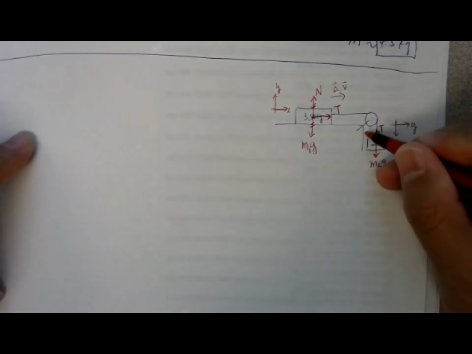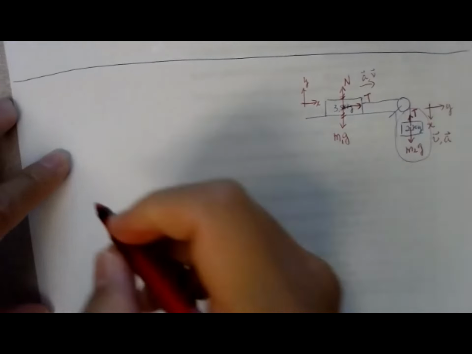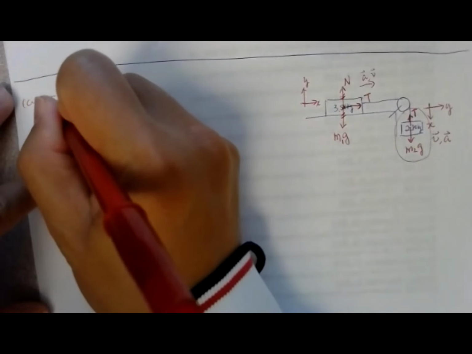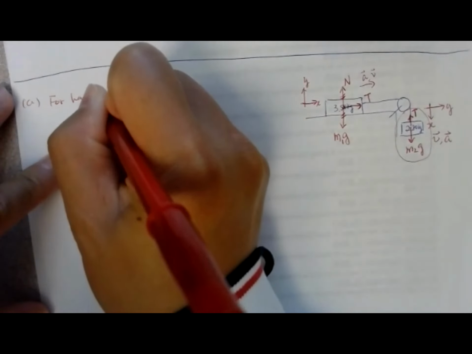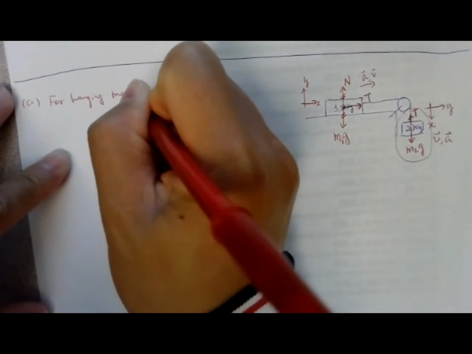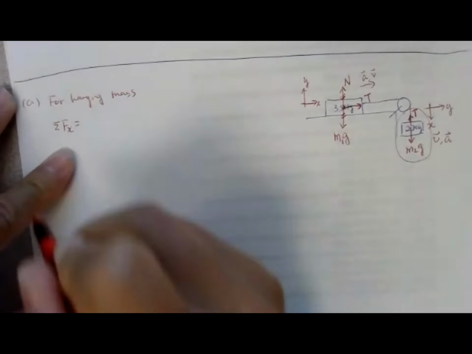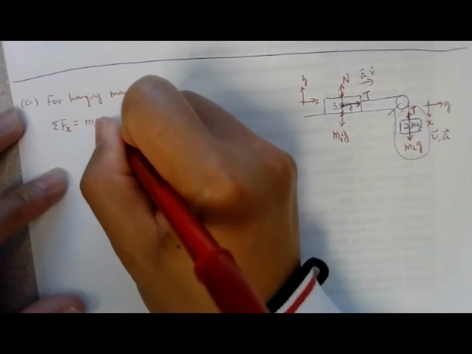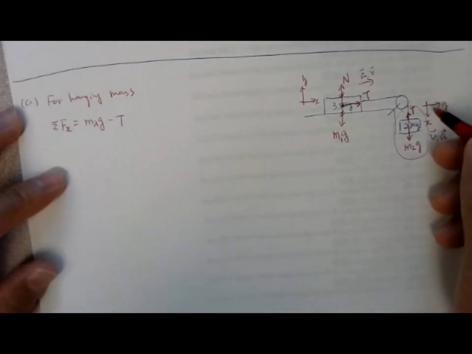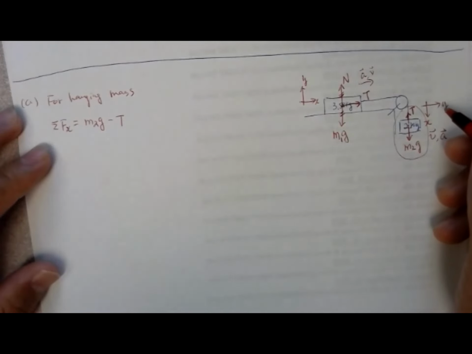Now in that scenario, if you look at the free body diagram for the hanging mass over here, the net force in the vertical direction, which is its x direction, should be m2g minus T, right? And in the y direction, there's no motion, so we don't have to care about the y direction net force, okay?